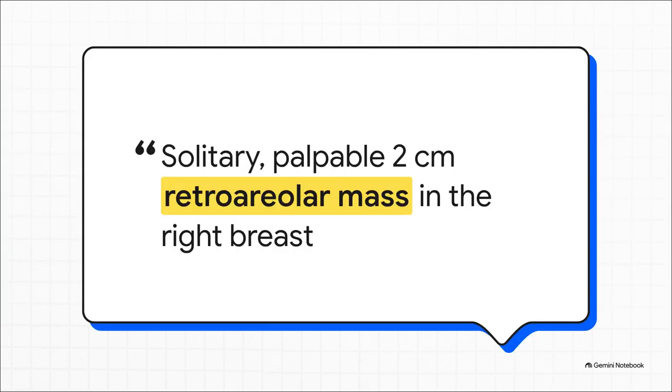Now let's contrast that with case 2. Here we have a 56-year-old male presenting with a solitary, palpable 2-centimeter retroareolar mass in the right breast. The surgeon goes in, removes just that specific mass, and the path report comes back confirming a solitary fibroadenoma. All the normal surrounding tissue is left completely intact.